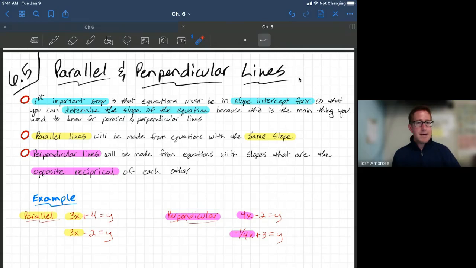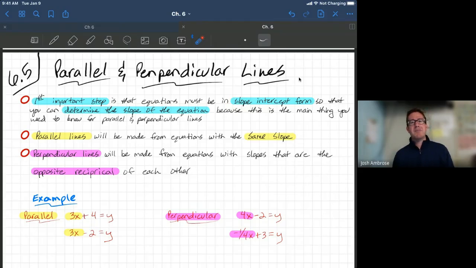We are looking at parallel and perpendicular lines. This is a good one. We are not getting away from that slope-intercept form that you see right there. We are still working with slope-intercept, but we are messing around with the actual slope part of that equation.